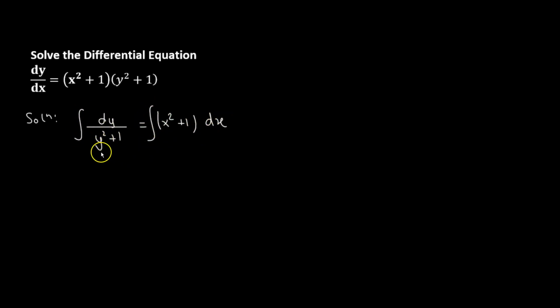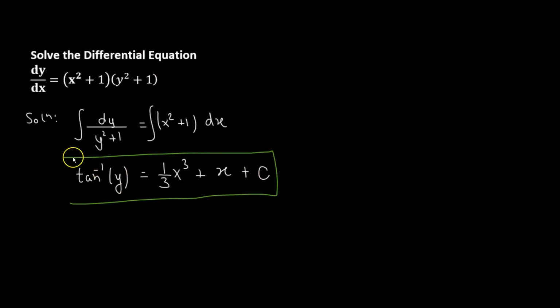The integration of dy over y squared plus 1 is simply the arctangent, or the tangent inverse, of y, equals the integration of x squared dx, so that will be 1/3 x cubed. Here we've used the power rule. Plus the integration of dx, that's simply x, plus the constant of integration c, and this is the required solution to our given differential equation. Let's move on to the next problem.